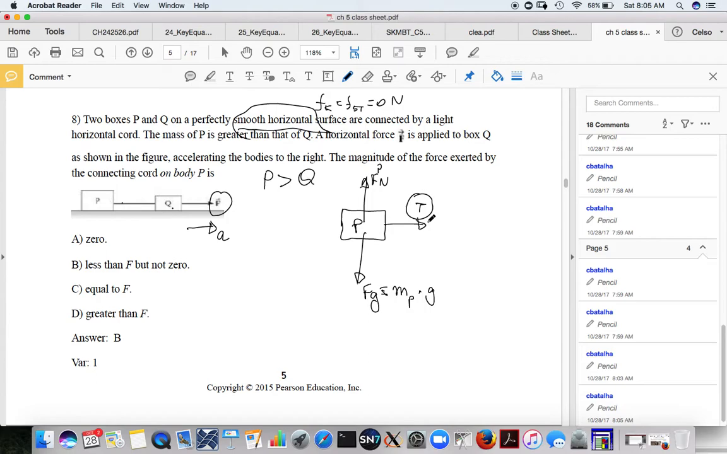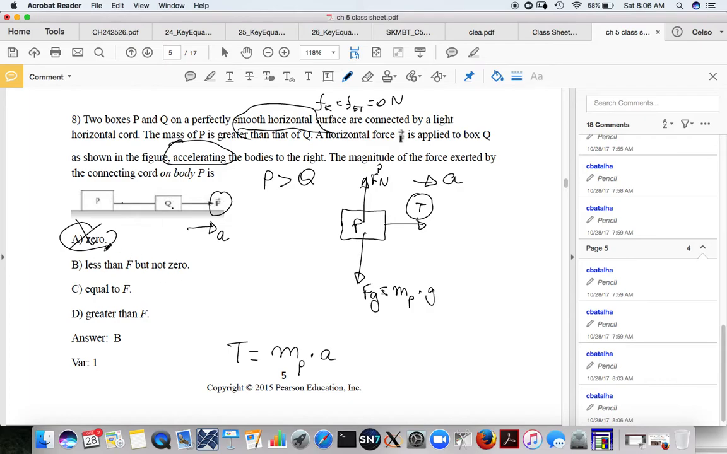But that's it. It can't be 0, right? Because, why is that? Well, because this block P is moving to the right with a certain acceleration, right? It is accelerating. So I know that this tension T must be equal to the mass of block P times acceleration. This is what I know.